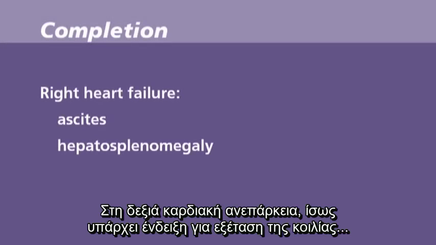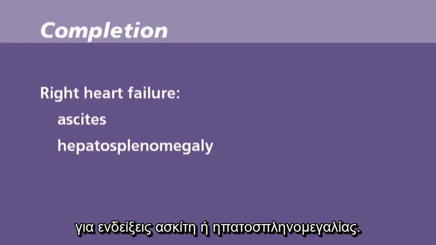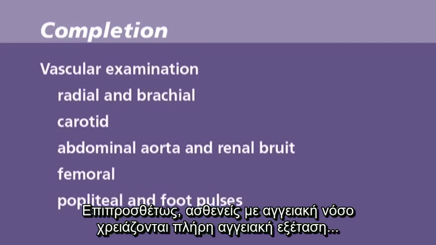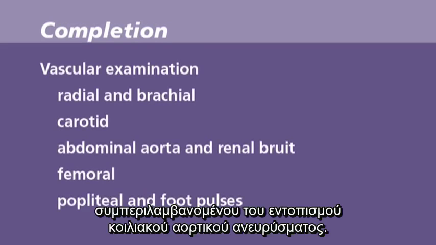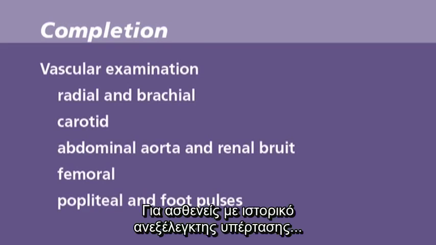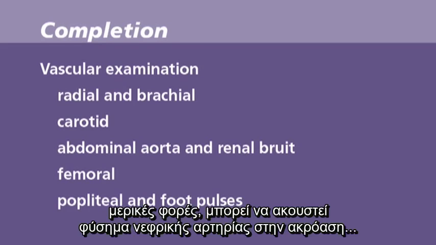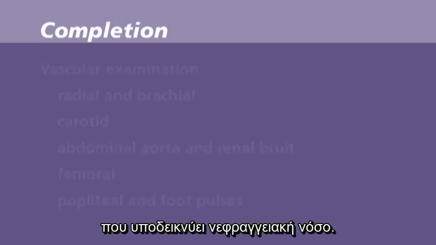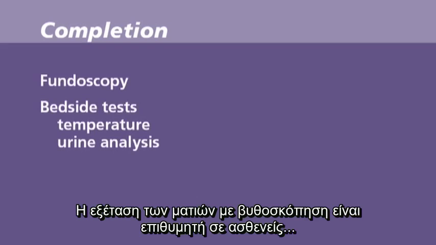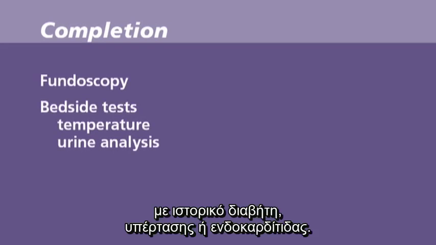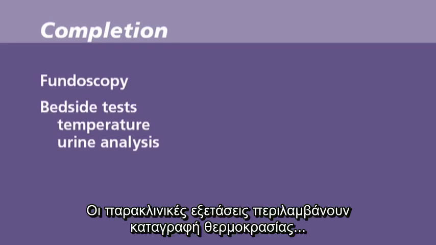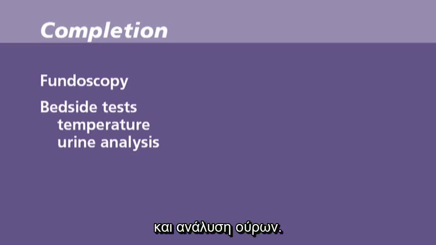In right heart failure, there may be an indication for examination of the abdomen for evidence of ascites or hepatosplenomegaly. In addition, patients with vascular disease require a full vascular examination, including identification of any abdominal aortic aneurysm. For those patients with a history of uncontrolled hypertension, occasionally a renal bruit can be heard on auscultation, indicating renovascular disease. Examination of the eyes by fundoscopy is desirable in those patients with a history of diabetes, hypertension or endocarditis. Bedside investigations would include recording of the temperature and urine analysis.